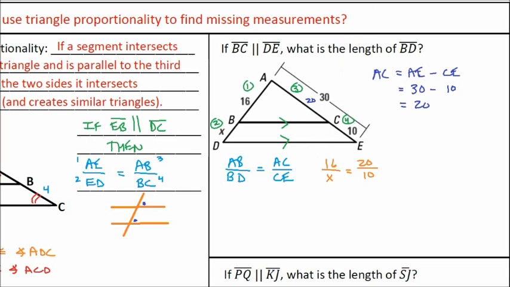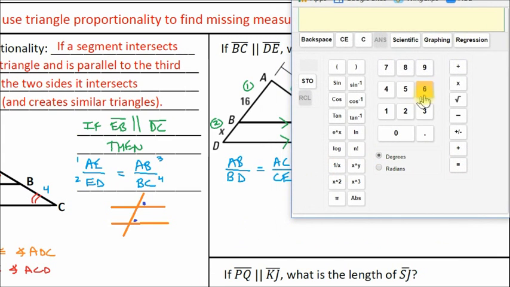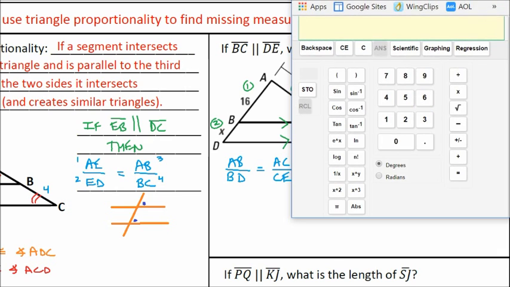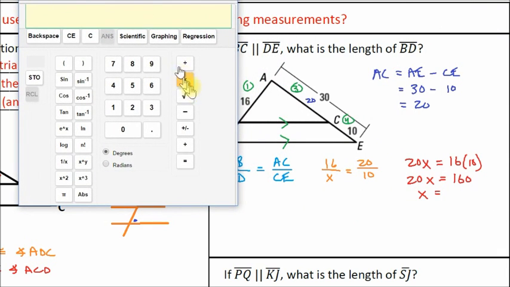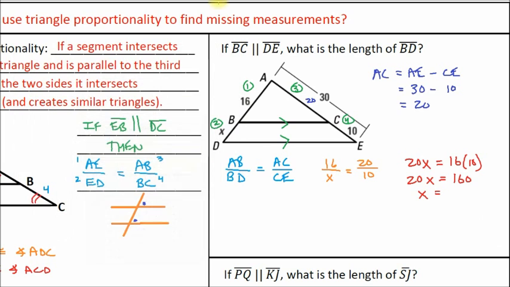That's going to go ahead and cross multiply. So we've got 20x is equal to 16 times 10. 16 times 10 is 160. Let's divide both sides by 20. Let's do that right now. So I'm going to move my calculator over here. And we've got 160 divided by 20, and that equals 8. So x is equal to 8.